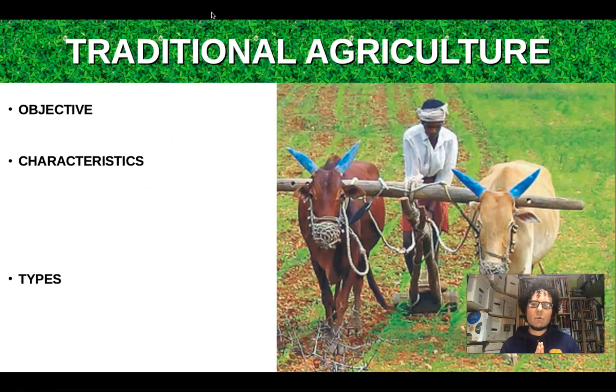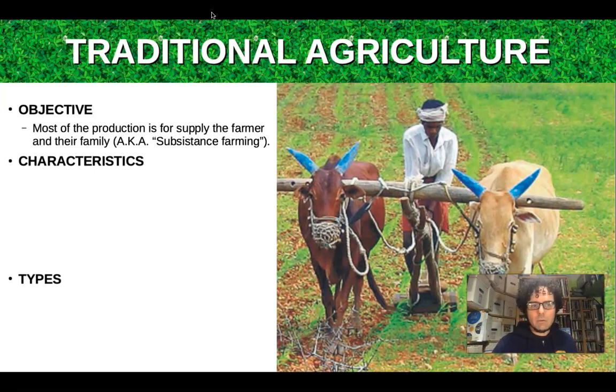What do we understand by traditional agriculture? What are the objectives of the so-called traditional agriculture? It's the agriculture where most of the production is to supply the farmer and their family, also known as subsistence farming. O sea que es la agricultura en la cual la mayor parte de la producción se destina al consumo del granjero o de la granjera y de su familia. Por eso también se conoce como agricultura de subsistencia.